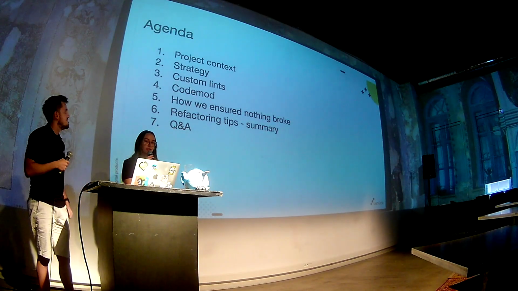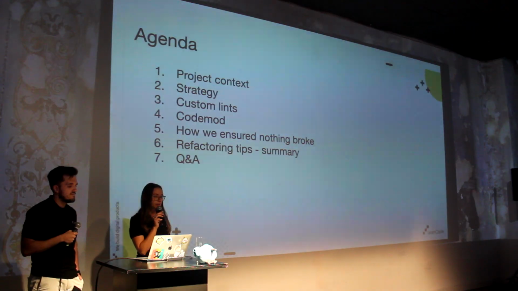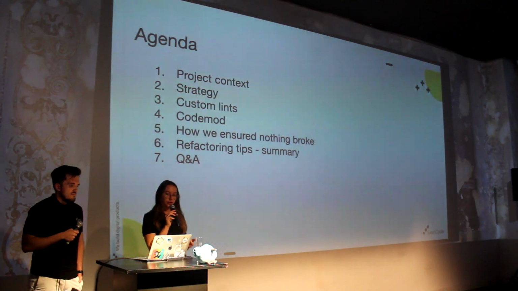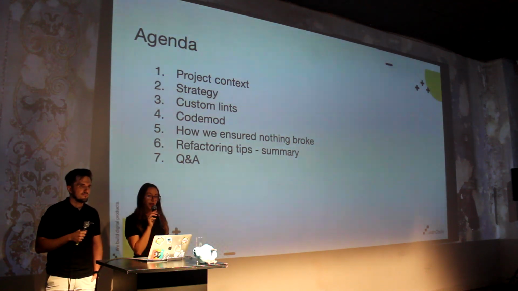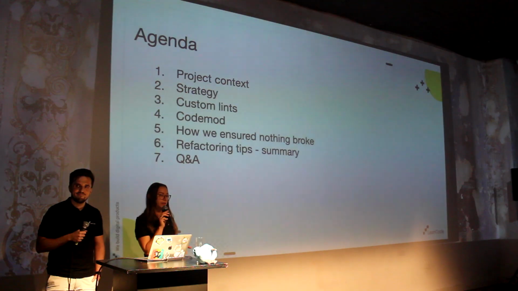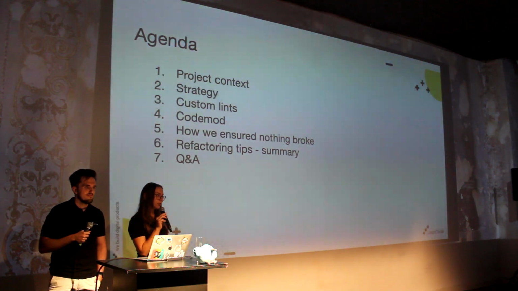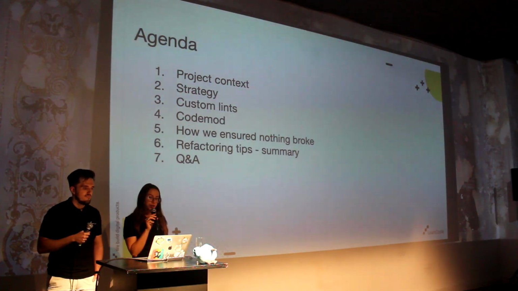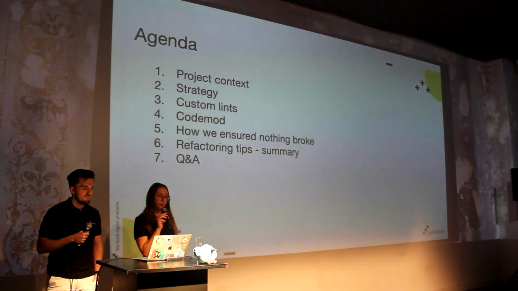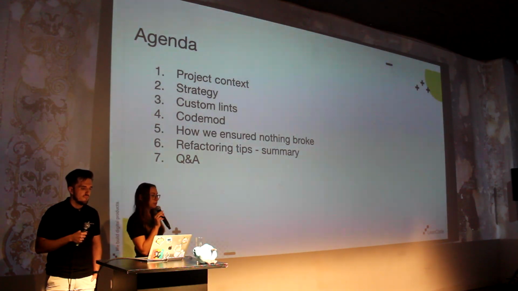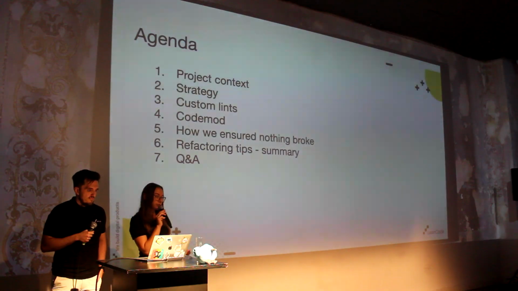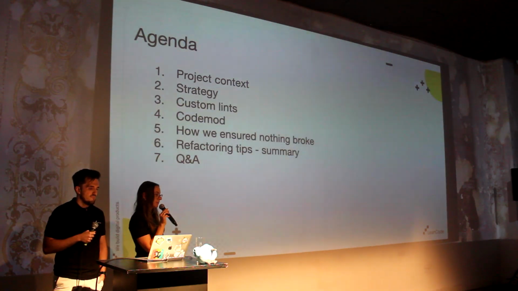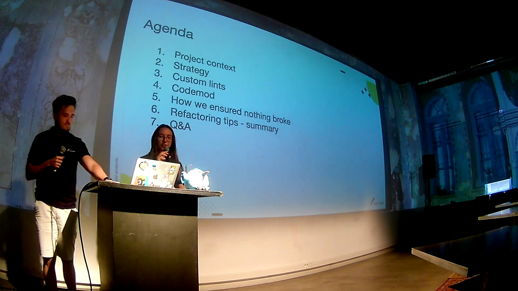So about the agenda, we'll give you some context about the project and the strategy we took for the refactor. We're going to talk about custom lints and the codemod package, where we're going to jump straight into the implementation and show you actual code examples. And then we'll share how we ensured nothing broke with all these changes. And at the end, we'll give you some useful and practical tips on how you can refactor things in your own projects. If you have any questions, we'll be happy to answer them at the end of the talk.